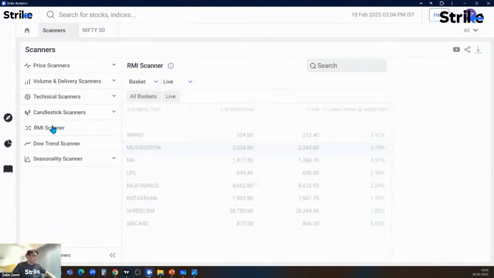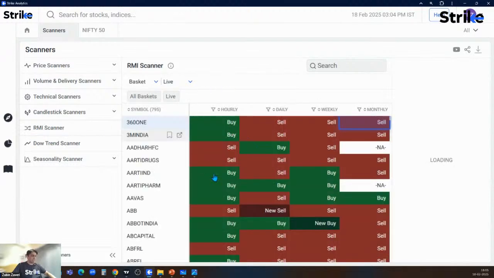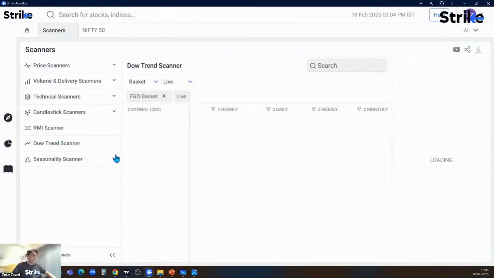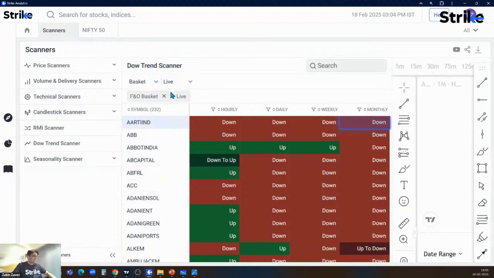Then there is this dedicated RMI scanner, and the screen looks something like this. We also have the Dow Trend scanner, which looks something like this. Then there is another kind of scanner called the seasonality scanner. We'll talk about that in a later webinar.